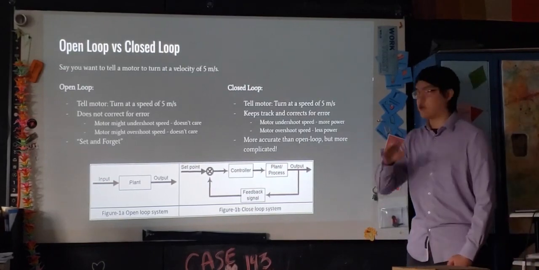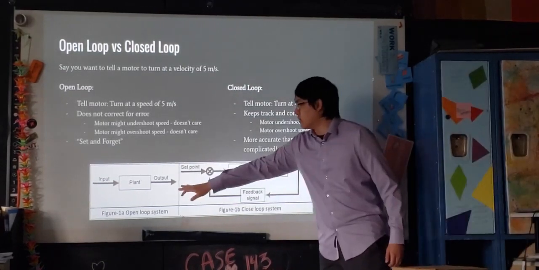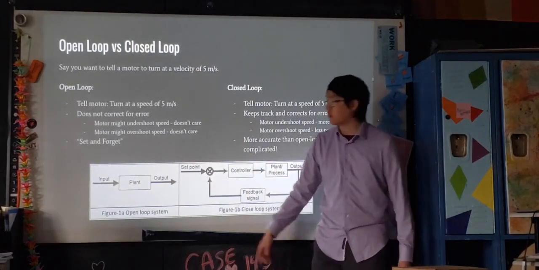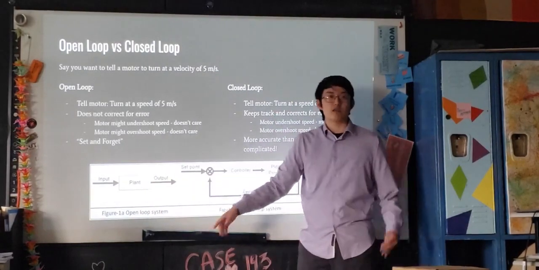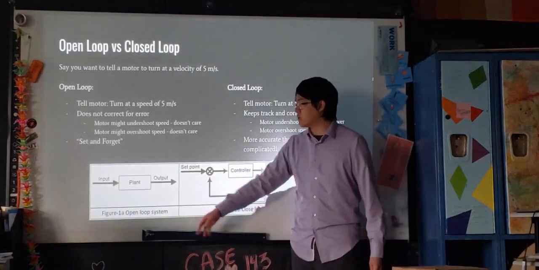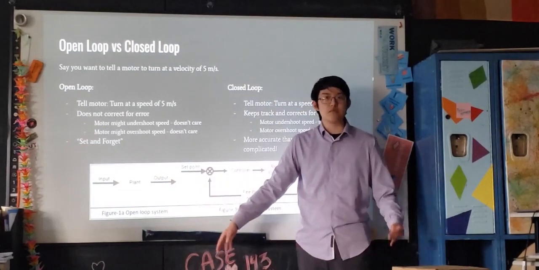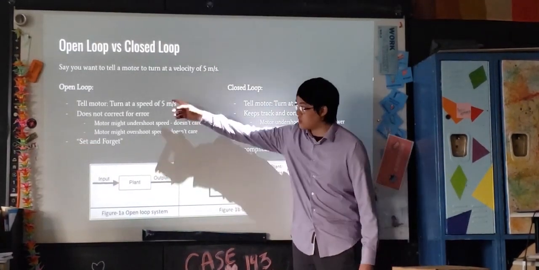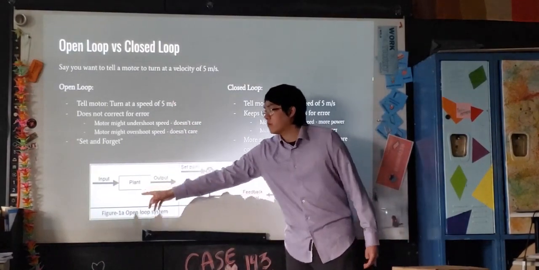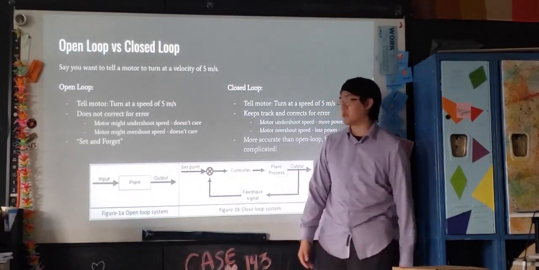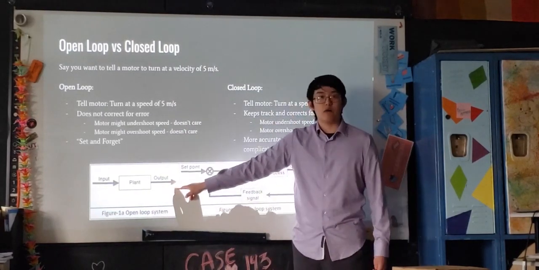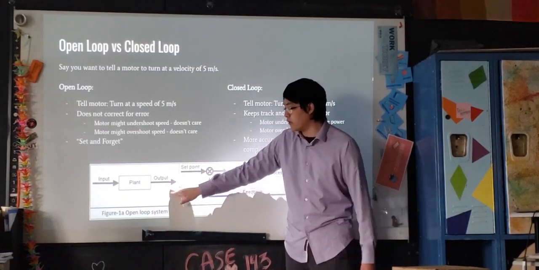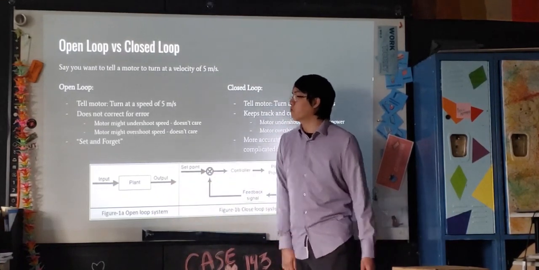Closed loop, on the other hand, sorry, before I continue, on the left side here is kind of the diagram of what open loop looks like. Your plant is another word for subsystem, right? Plant is maybe not even subsystem. Plant is just what are you trying to control. In this case, it's just a singular motor. So your plant is the motor. You give it an input of 5 meters per second. It provides an output velocity. But at this point, you don't really care. And that's what open loop is.